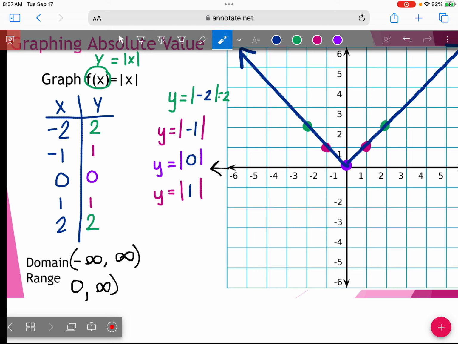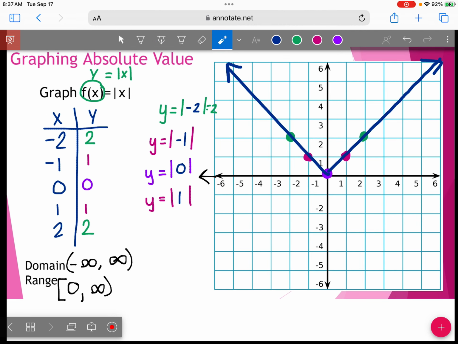Do we have a point where my y equals 0? Yeah, we sure do. So that's when we put a bracket on it, because y can equal 0. It's this point here. I can put my laser pointer on it. Ta-da, it's right there. It's also in my table right here.